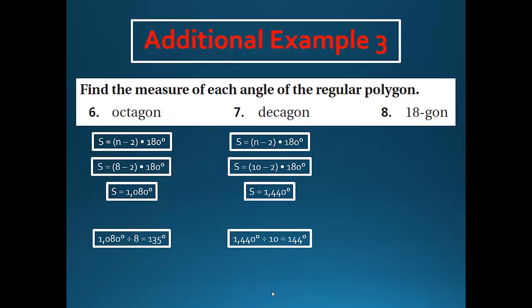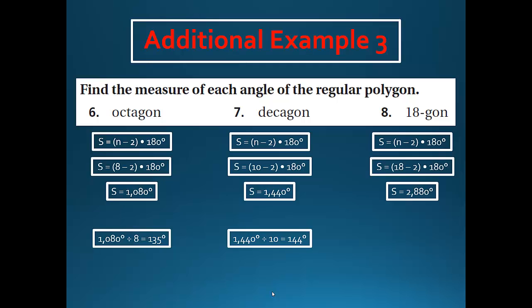And for number 8, we have an 18-gon, which means it would have 18 sides. So we start with our formula, S equals the quantity n minus 2 times 180 degrees. And we're going to substitute 18 for n. So we're going to have S equals the quantity 18 minus 2 times 180 degrees. 18 minus 2 is 16. So 16 times 180 degrees would be 2,880 degrees. Now we're going to take 2,880 degrees and divide it by 18 to find out how much each angle would equal. So 2,880 degrees divided by 18 equals 160 degrees.